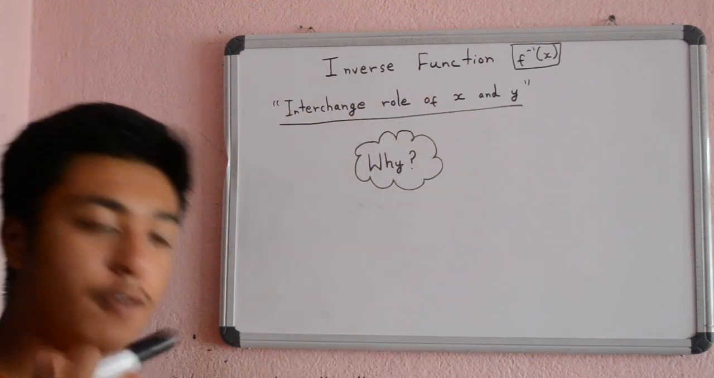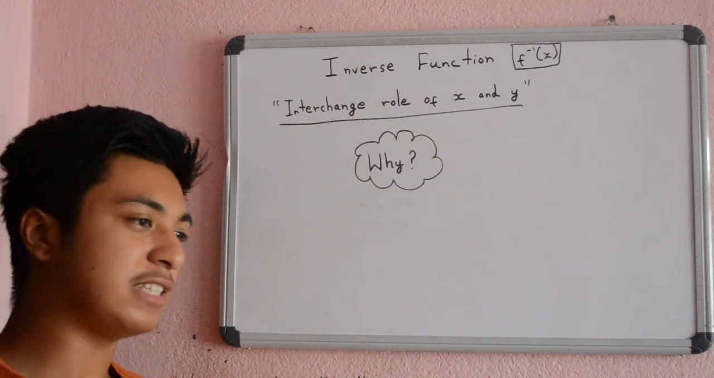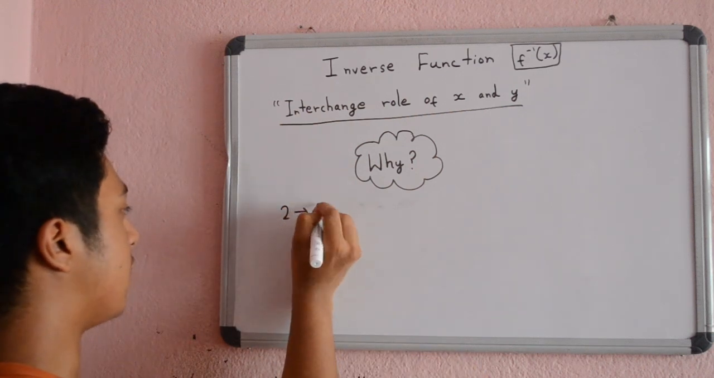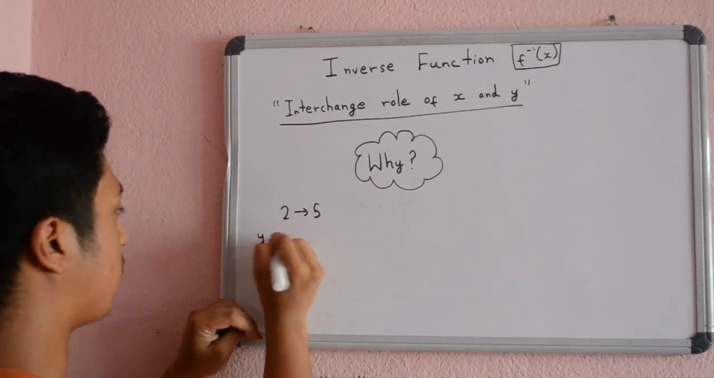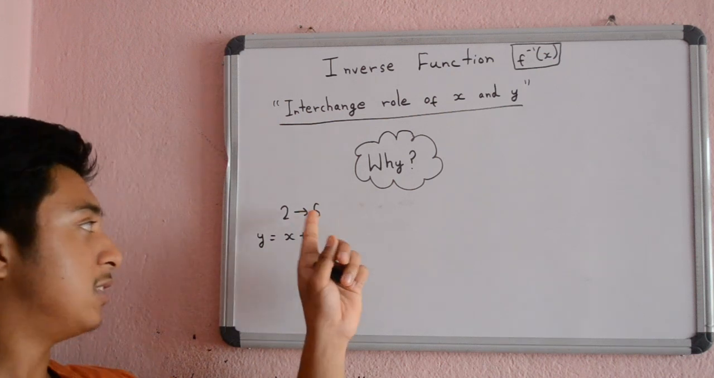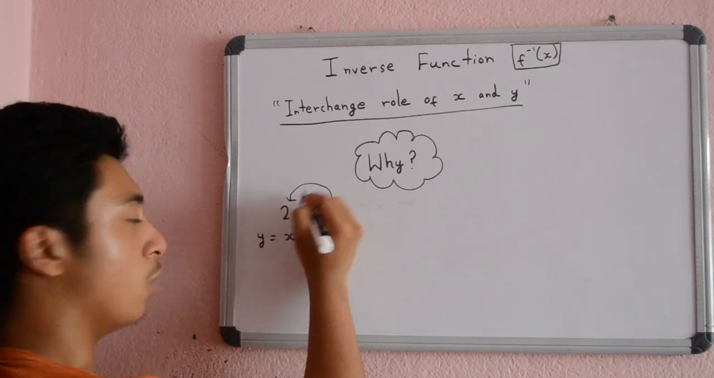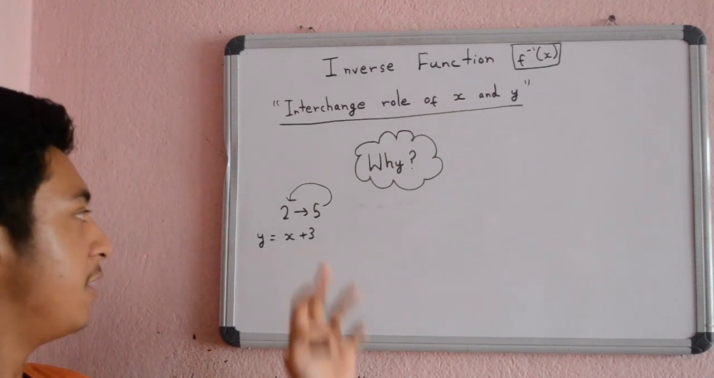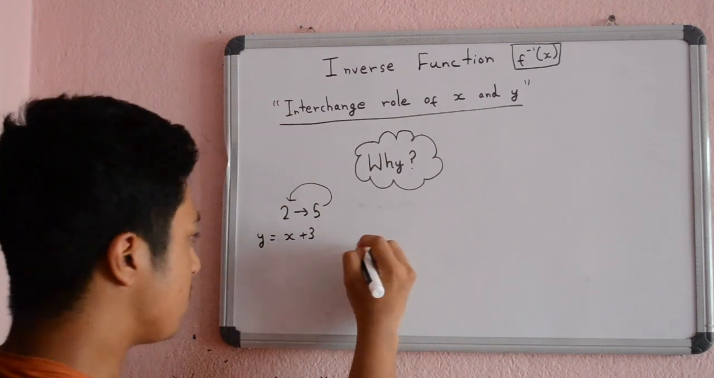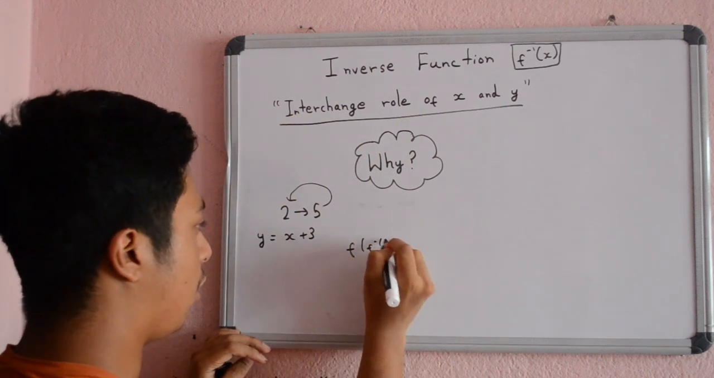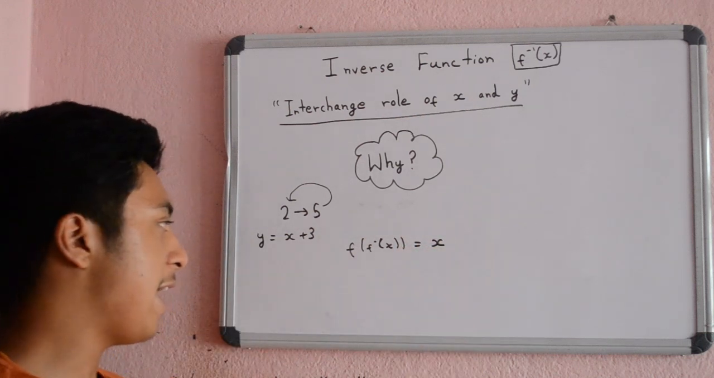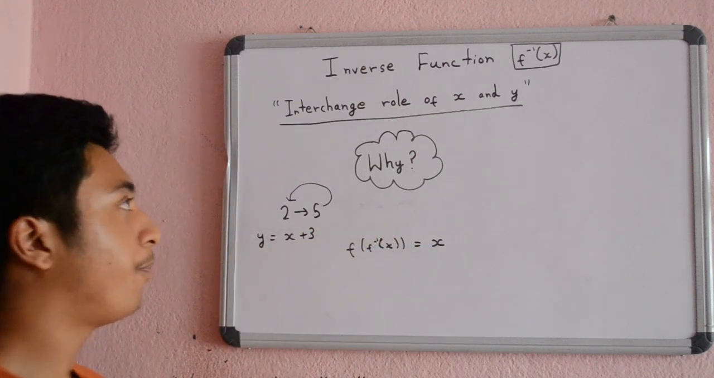So the inverse function of a function is basically a function that just undoes what that function did. Let's say you have a function that took a number 2 and made it a 5, for example y equals x plus 3. Now an inverse function takes that 5 and makes it a 2 again. Using that fact, we can generate two properties. The function of the inverse function of any number, let's say x, will just give out x.